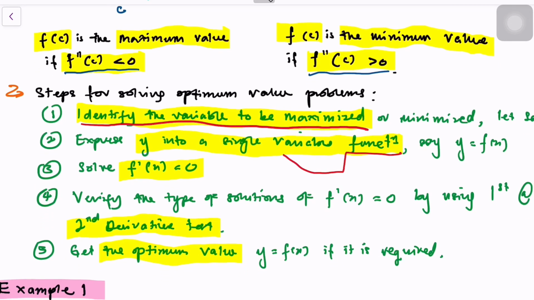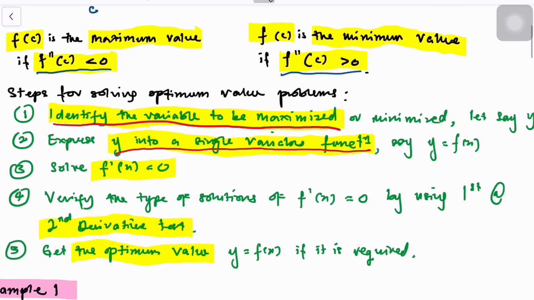Then after we identify, we straight away express y in terms of a single function. Tengok dekat sini ya. So kita akan express y into a single function. Okay, so this is the second step. So let's say that here we have y equals to f(x), and then the third step, we're going to solve for f'(x) equals to 0, ataupun dekat sini kita boleh katakan y' equals to 0 if we use y.